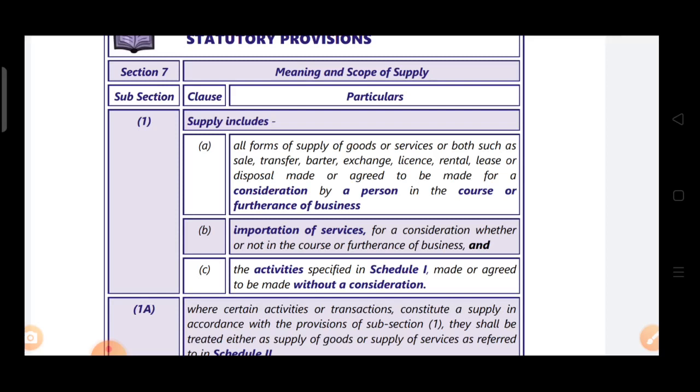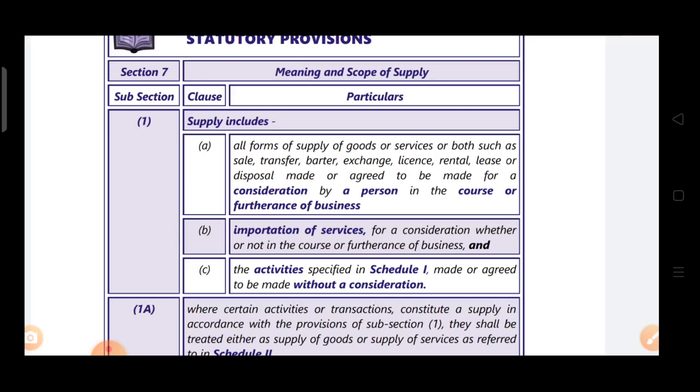They have said that supply includes all forms of supply. Be it sale, transfer, barter, these are all supply. Barter, as you almost know, is where goods are exchanged for goods. Then transfer, exchange, license, rental, all these activities are forms of supply.